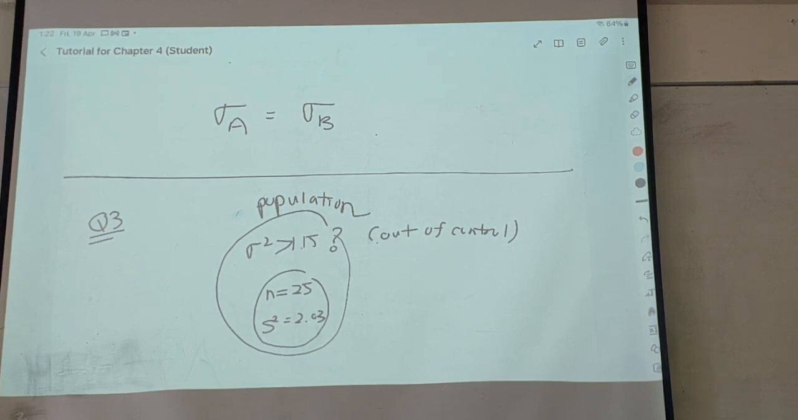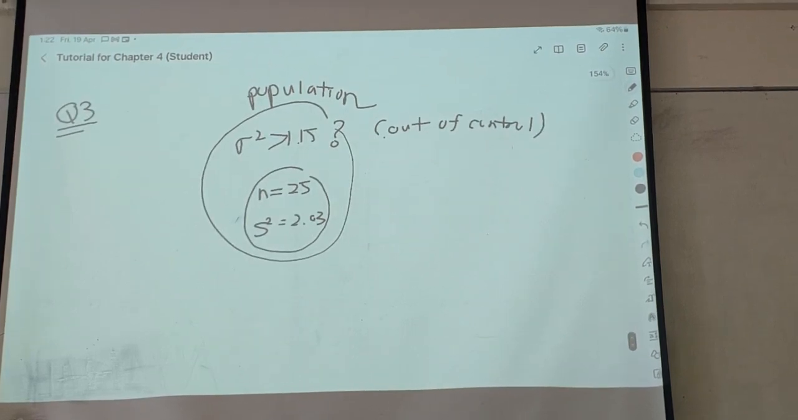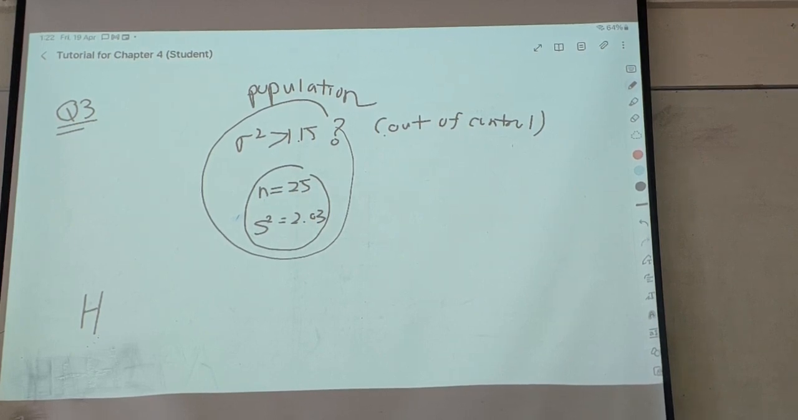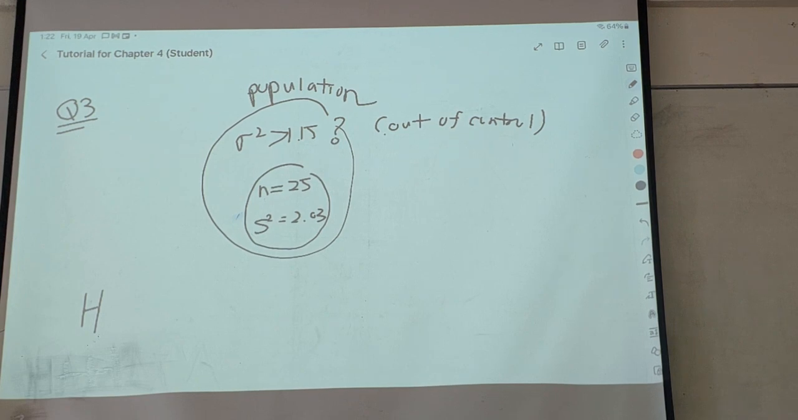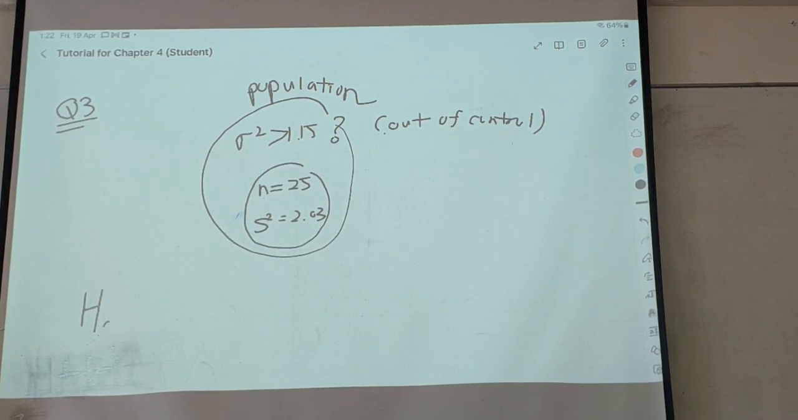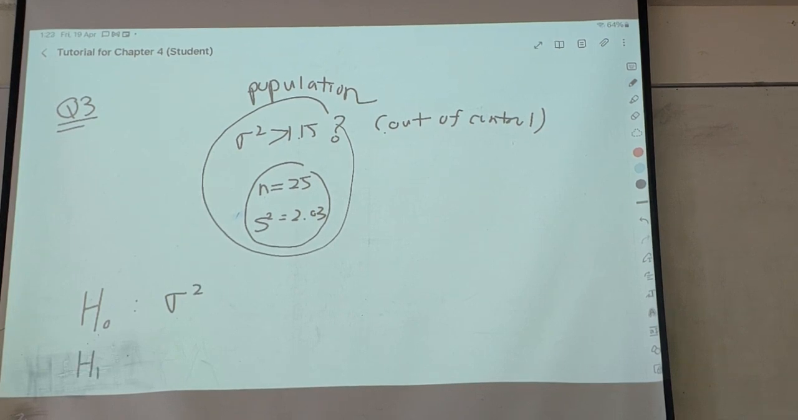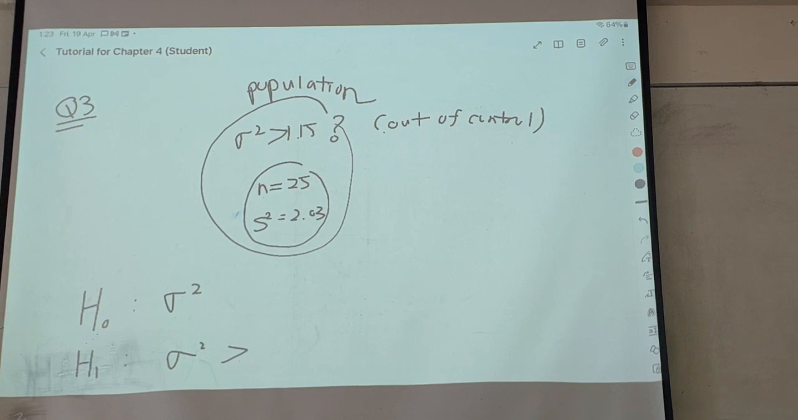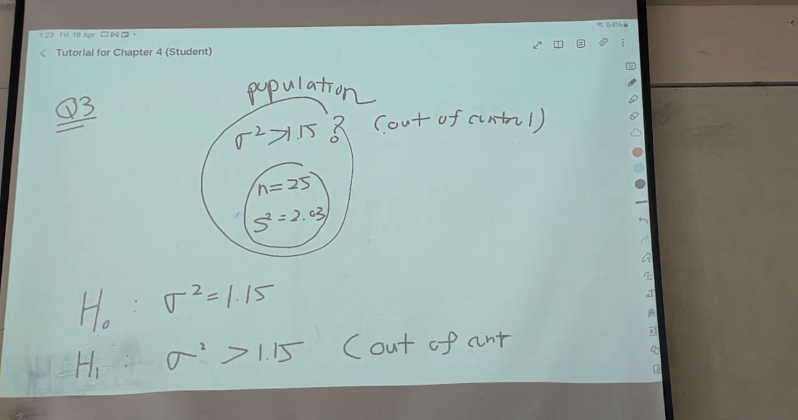But instead, this data represents the entire population. We are going to test it. So how to test it? This is a single population and we are testing on variance. So what is the test that we have to use? Chi-square. The null is equal 1.15 and the alternative is more than 1.15. This is our objective, we want to prove if it is out of control.